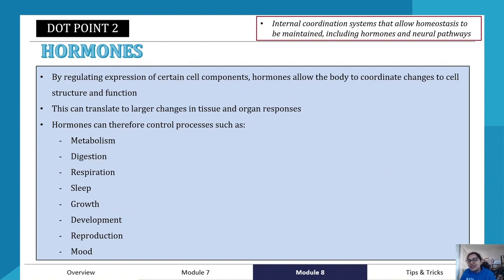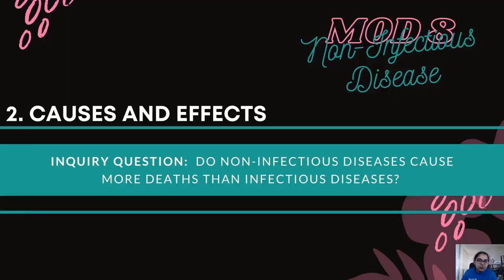So generally, in summary, hormones work by regulating expression of certain cell components. They allow the body to coordinate changes to cell structure and function. They can lead to larger changes in your tissues and organs, and hormones can control processes like metabolism, digestion, respiration, sleep, growth, development, reproduction, and mood as well. That's the first dot point done. The first inquiry question done.